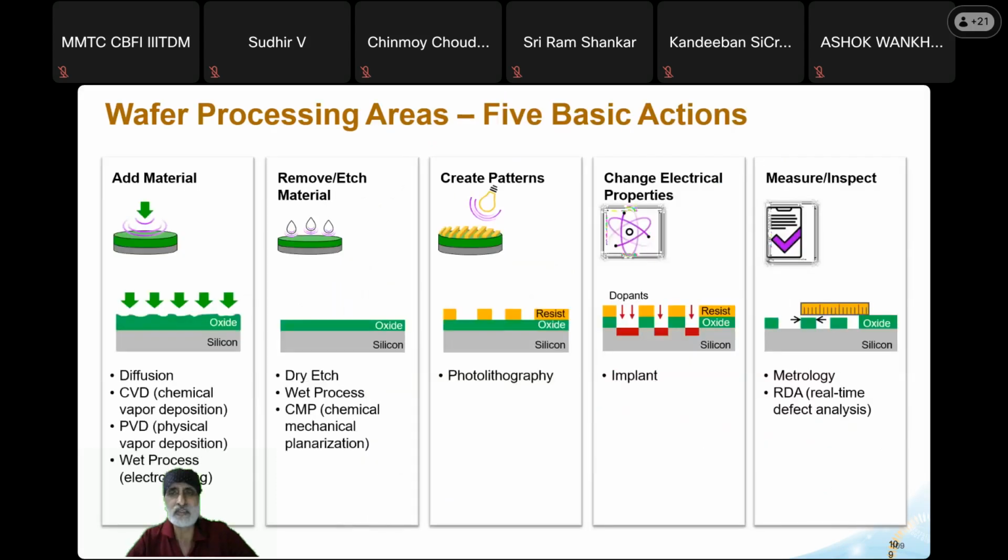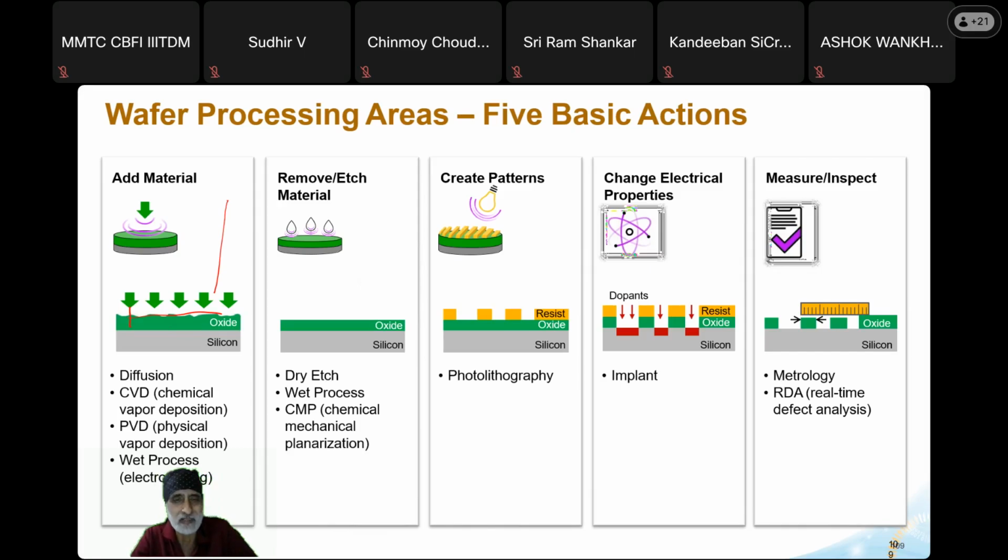There are 5 basic actions in this. We will be adding materials, or adding films, what we call a thin film, because all these dimensions are less than 1 micron, they are in nanometers or angstroms: 400 angstroms, 5000 angstroms, 5 nanometer, 500 nanometer, like that. So we are depositing or adding a certain material. Another is removing the material also, because we want to make a pattern.